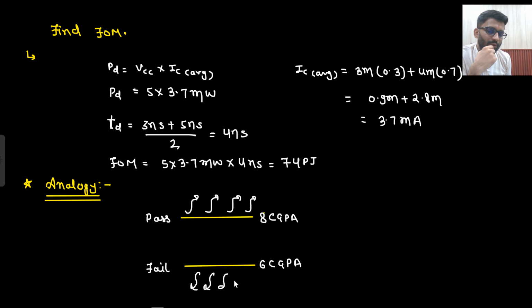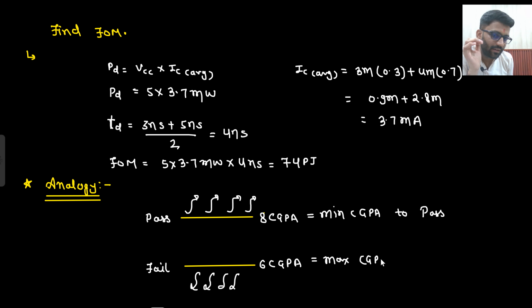Right? So what is this 8 CGPA? Minimum CGPA to pass. Its value is high, but I will call it the minimum CGPA to pass, that at least I need 8. And what is this? Maximum CGPA to fail. If you get above 6, then you wouldn't be failing the examination. If you are between 6 and 8, you are in a metastable state.